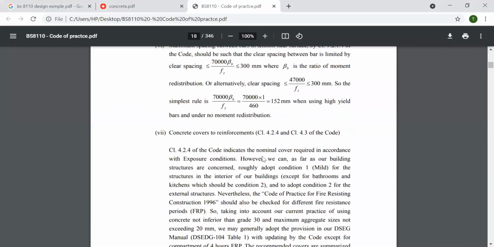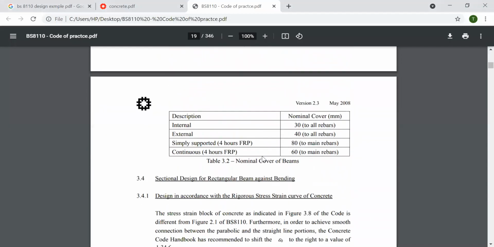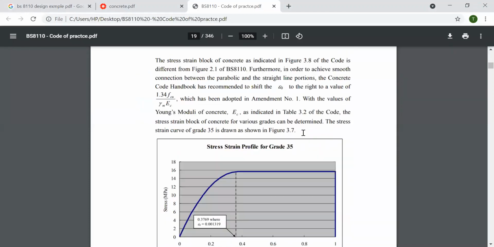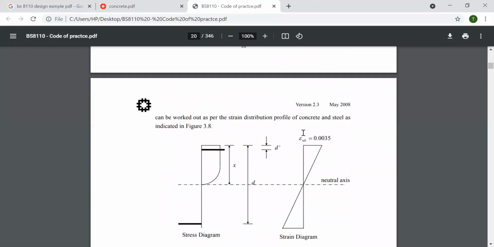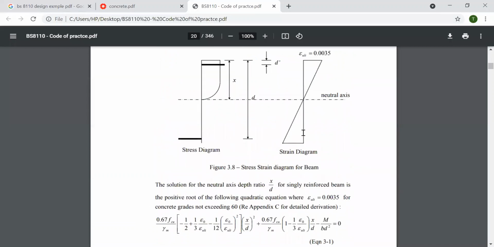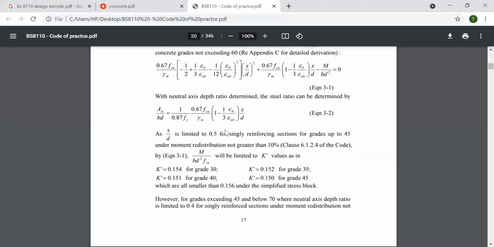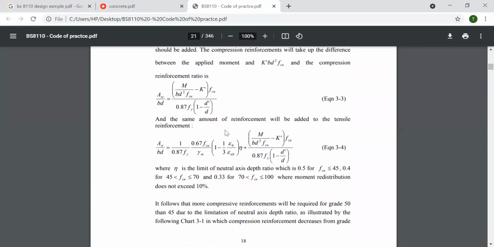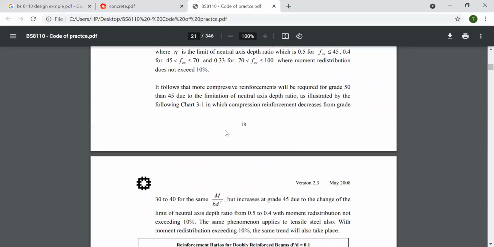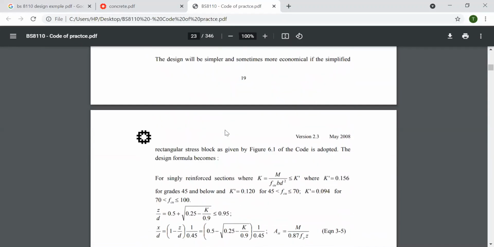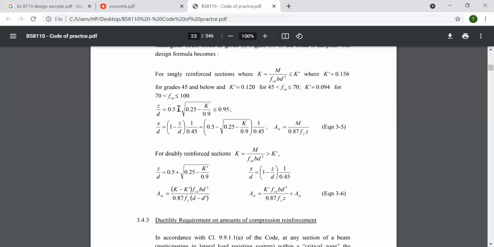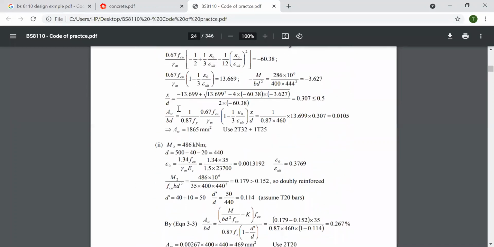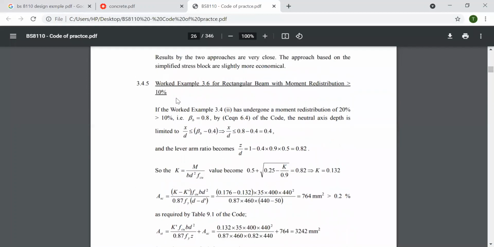So let me quickly go through a few examples. These are what we had discussed: the nominal cover, the fire ratings, and the durability considerations. The stress block, how it is derived, how the final equations come, the derivation, the modification factor, the reinforcement calculations, right?